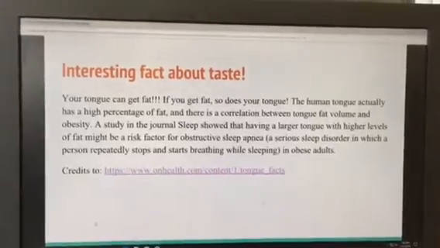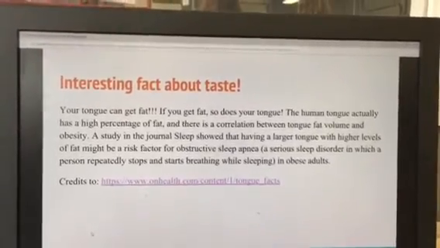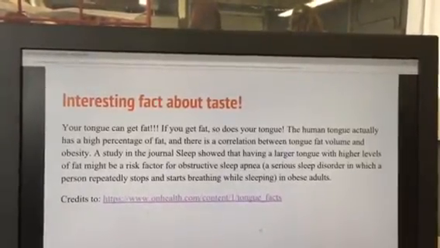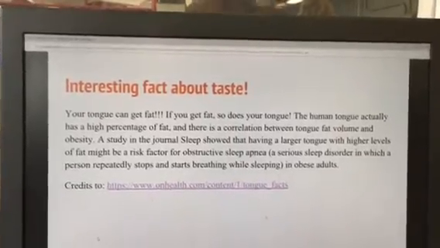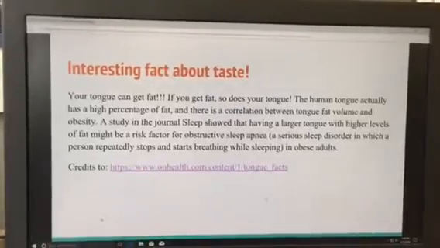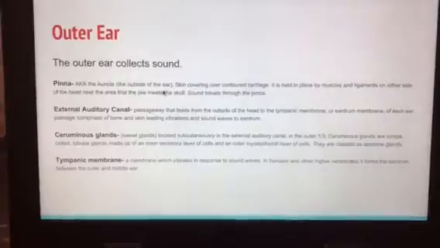The human tongue actually has a high percentage of fat, and there is a correlation between tongue fat volume and obesity. A study in the journal Sleep showed having a larger tongue with levels of fat may be a risk factor for obstructive sleep apnea, a serious disorder in which a person repeatedly stops and starts breathing while sleeping in obese adults.